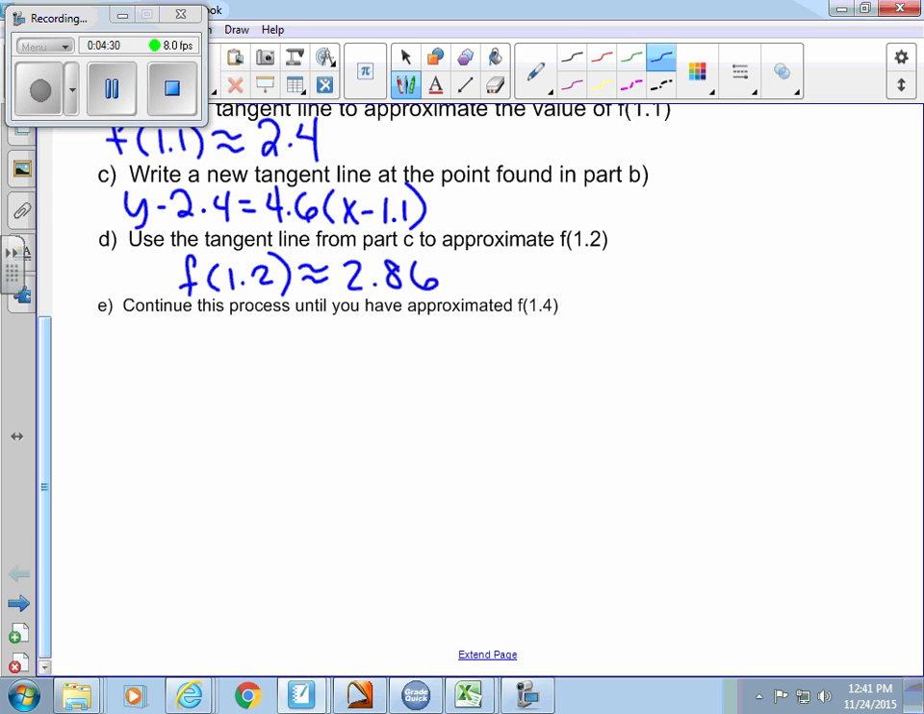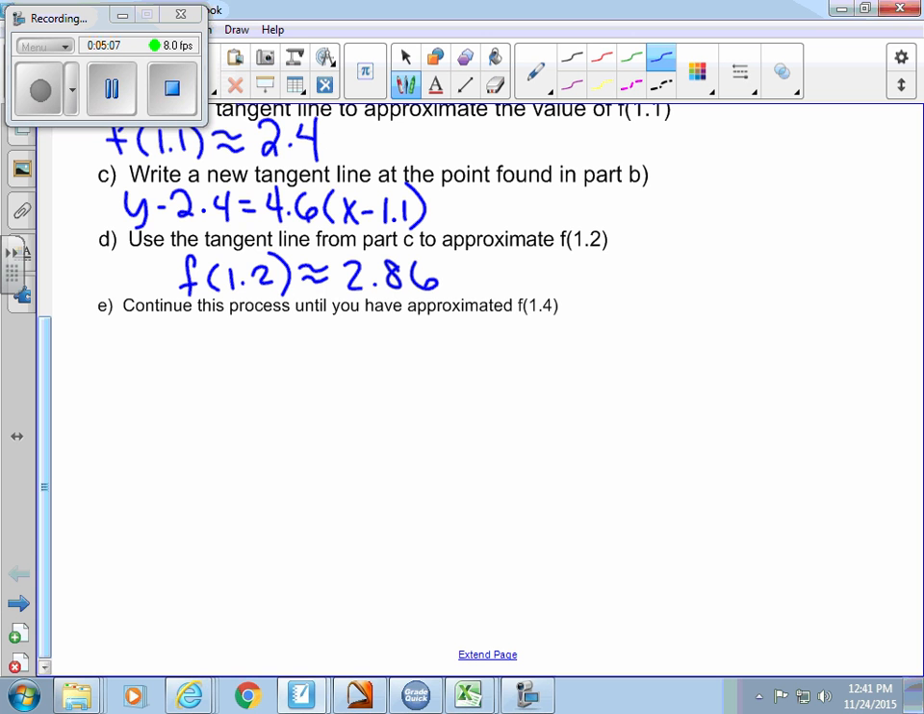Any questions so far? This is tedious, but it's just tangent lines, isn't it? Now we are going to get a little faster at it by using a table, but I want you to know where it comes from. So if you got stuck, you can go back to just using tangent lines. Any questions so far? It says to continue this process until you've approximated f(1.4). Well, how many more times do I need to do this to get there? 2 more times. I need to find f(1.3) and then f(1.4).